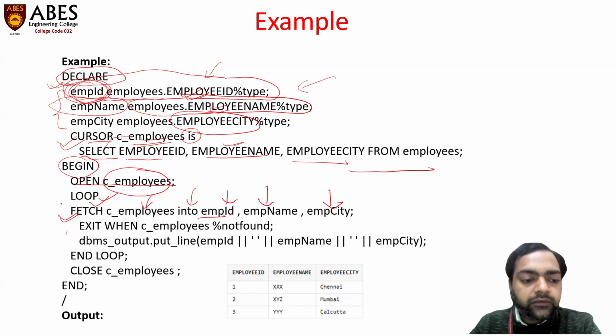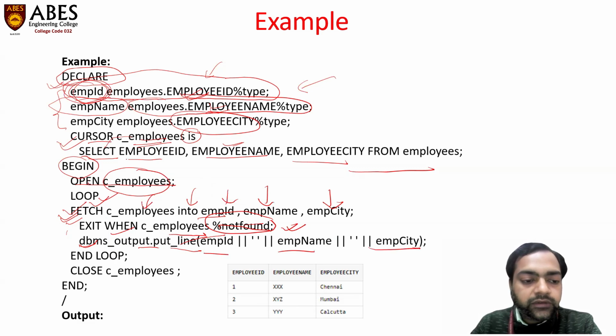Exit whenever we want to exit, or when this cursor will exit. So it will exit when cursor percent not found. What does it mean? It means that whenever we will not find any particular row from the table, it will exit from the cursor, right? And after that DBMS underscore output dot put underscore line. This will be the function which can be used to display the output in PLSQL. And what we need to provide here? EMP ID. After concatenation, we need to provide the employee name. After concatenation, we'll provide the employee city.